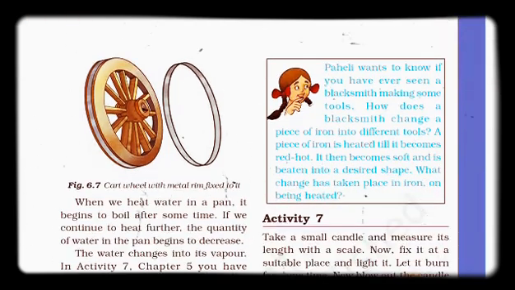Paheli wants to know if you have ever seen a blacksmith making some tools. How does a blacksmith change a piece of iron into different tools? A piece of iron is heated till it becomes red hot. It then becomes soft and is beaten into a desired shape. What change has taken place in iron on being heated?